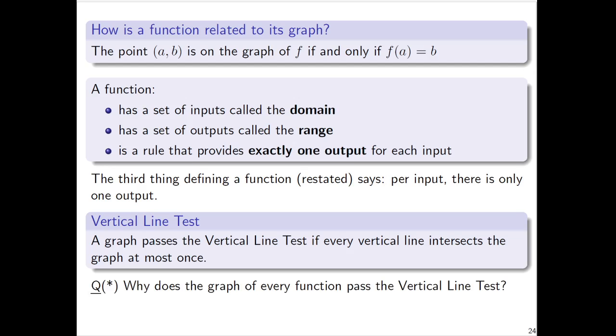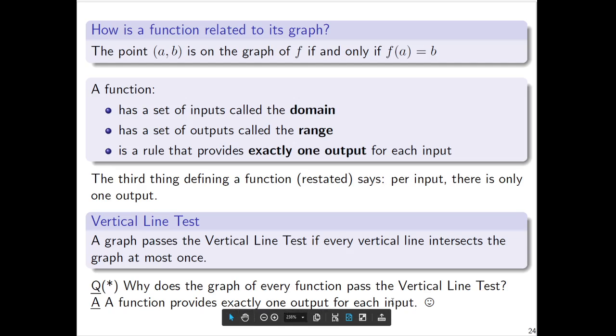So why does the graph of every function pass the vertical line test? Well, it's because a function provides exactly one output for each input. So if you get just one output for each input, for that input, one input at a time, that value of input, which is the x coordinate, a, you just get one point, drawn at one height, whatever the output is, called b. And then you don't get another output for that input. To get another output, you've got to go to a different input. And so that's why the graph of every function passes the vertical line test.